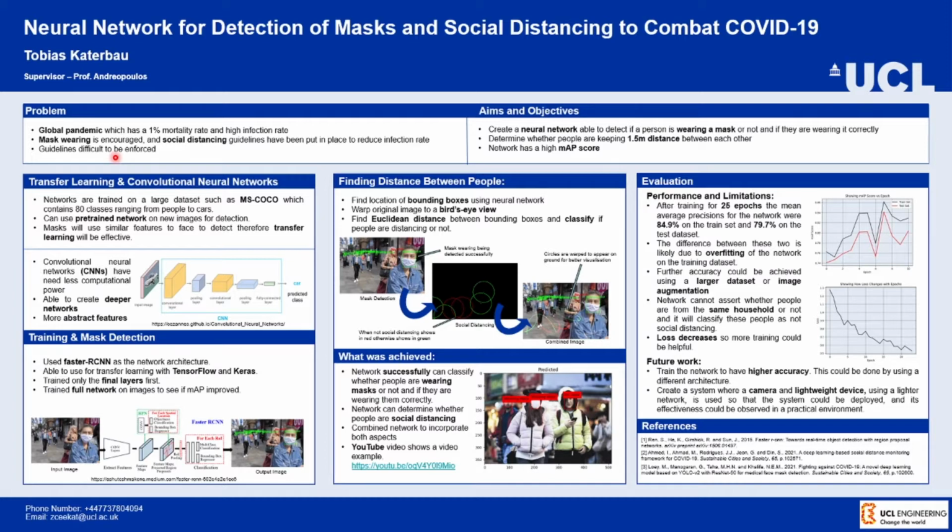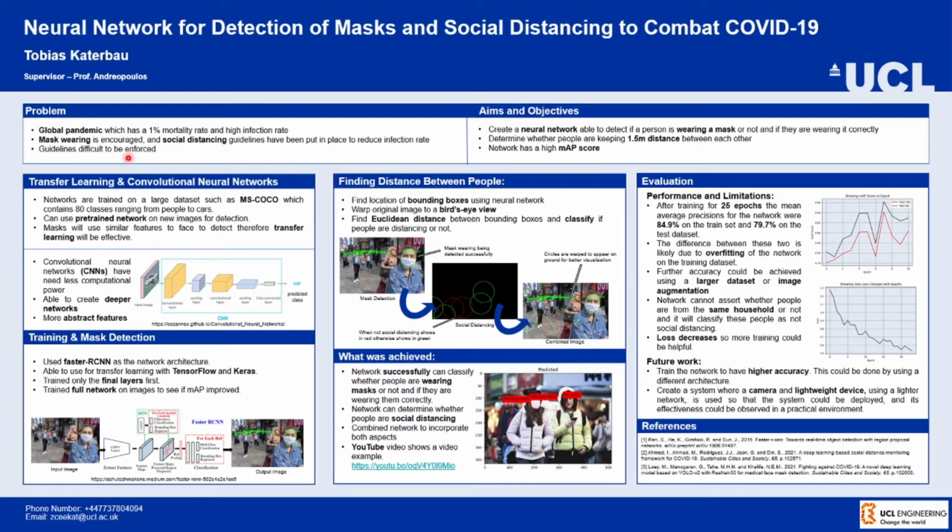Some ways in which we can help reduce the infection rate is by wearing masks and maintaining distance from each other, otherwise known as social distancing. This is because masks prevent droplets from going in the air, which could potentially make another person ill. The social distancing also reduces this chance.